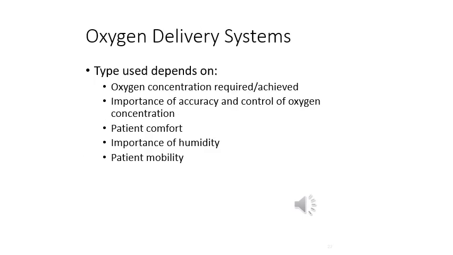Oxygen delivery systems. So the type used depends on certain things. Oxygen concentration, what's required, where do we want them, what do we want to achieve with the type of oxygen concentration. Kind of looking at your patient and adjusting as needed. The importance of accuracy and control of that oxygen concentration, monitoring that oxygen level.